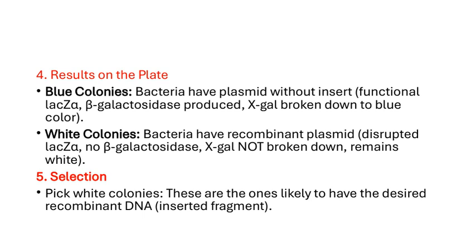This brings us to the key point in selection. When we're trying to identify bacteria that carry our desired recombinant DNA, we focus on the white colonies. They are the ones most likely to contain the inserted fragment we're interested in. By selecting these white colonies, we're effectively isolating the bacteria that have taken up the recombinant plasmid, bringing us one step closer to our goal. This visual differentiation is a powerful tool in molecular cloning, helping us quickly identify the colonies that matter most.